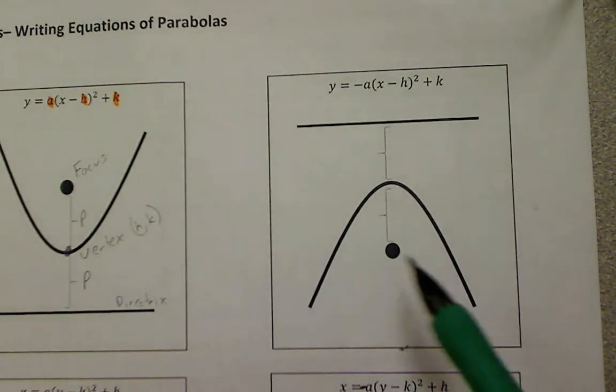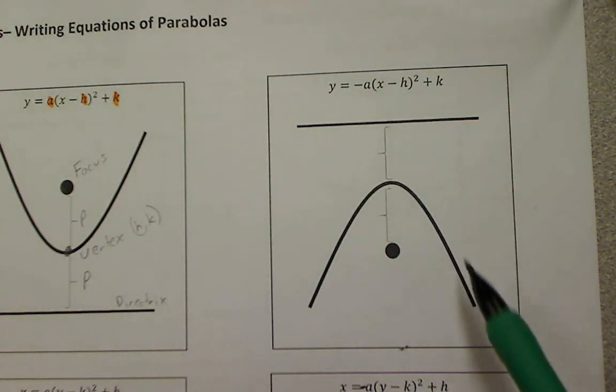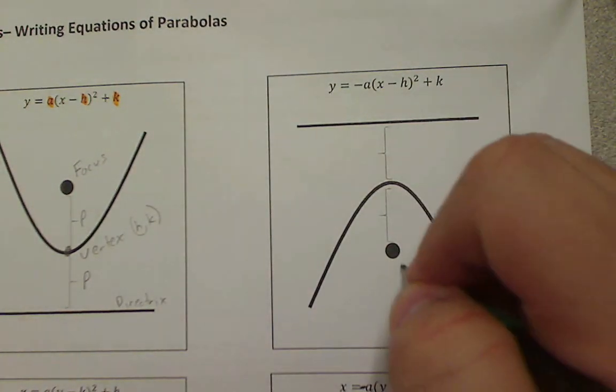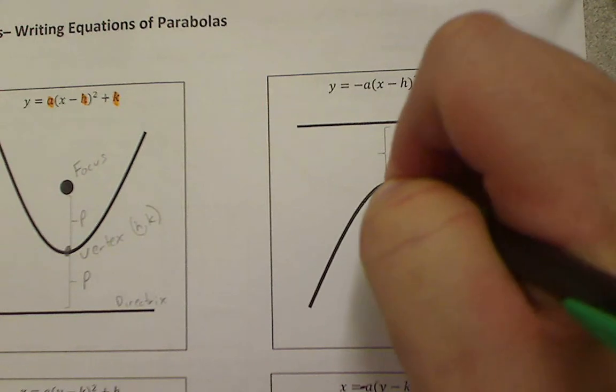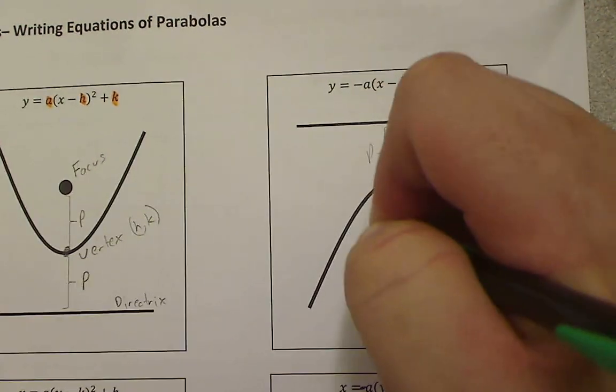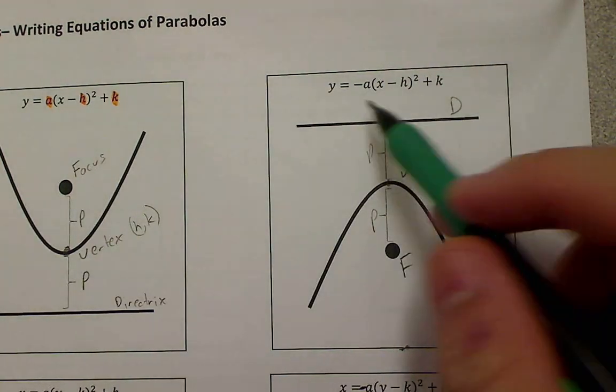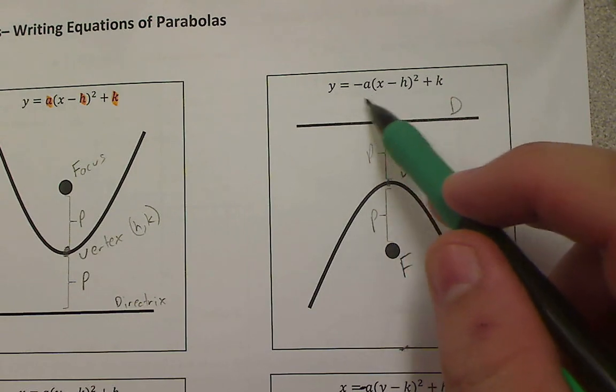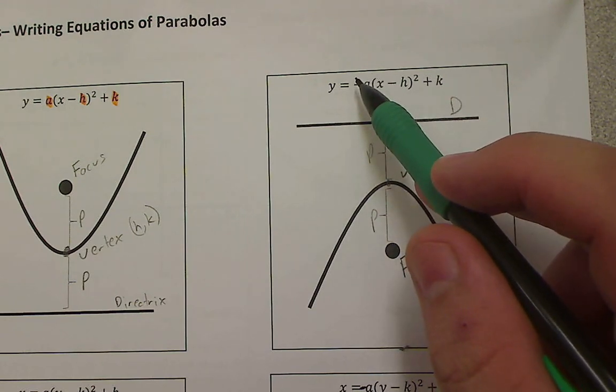If we have a vertical opening down, again, if this is your focus, this is your directrix and your vertex point, that means your equation is still vertical, but now your A has to be negative instead.